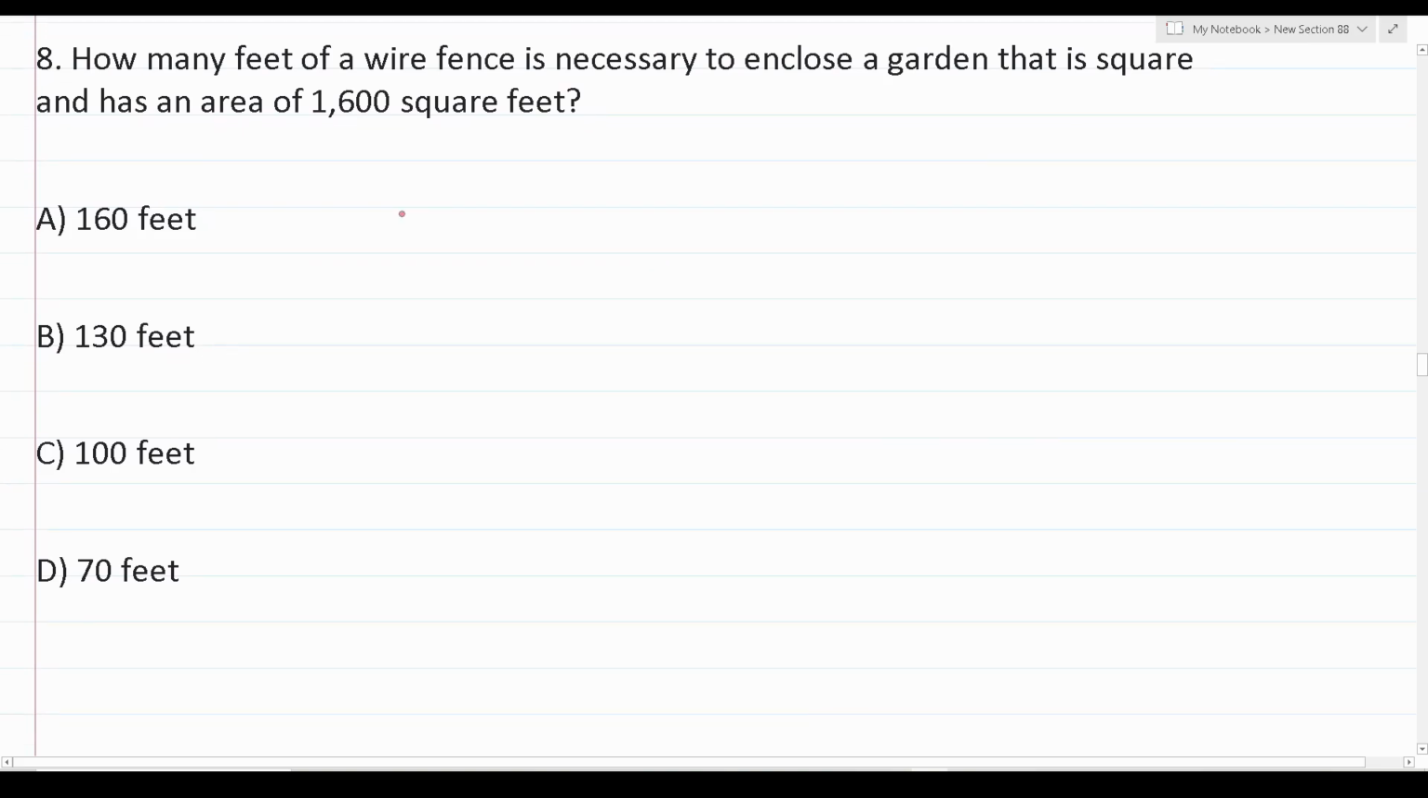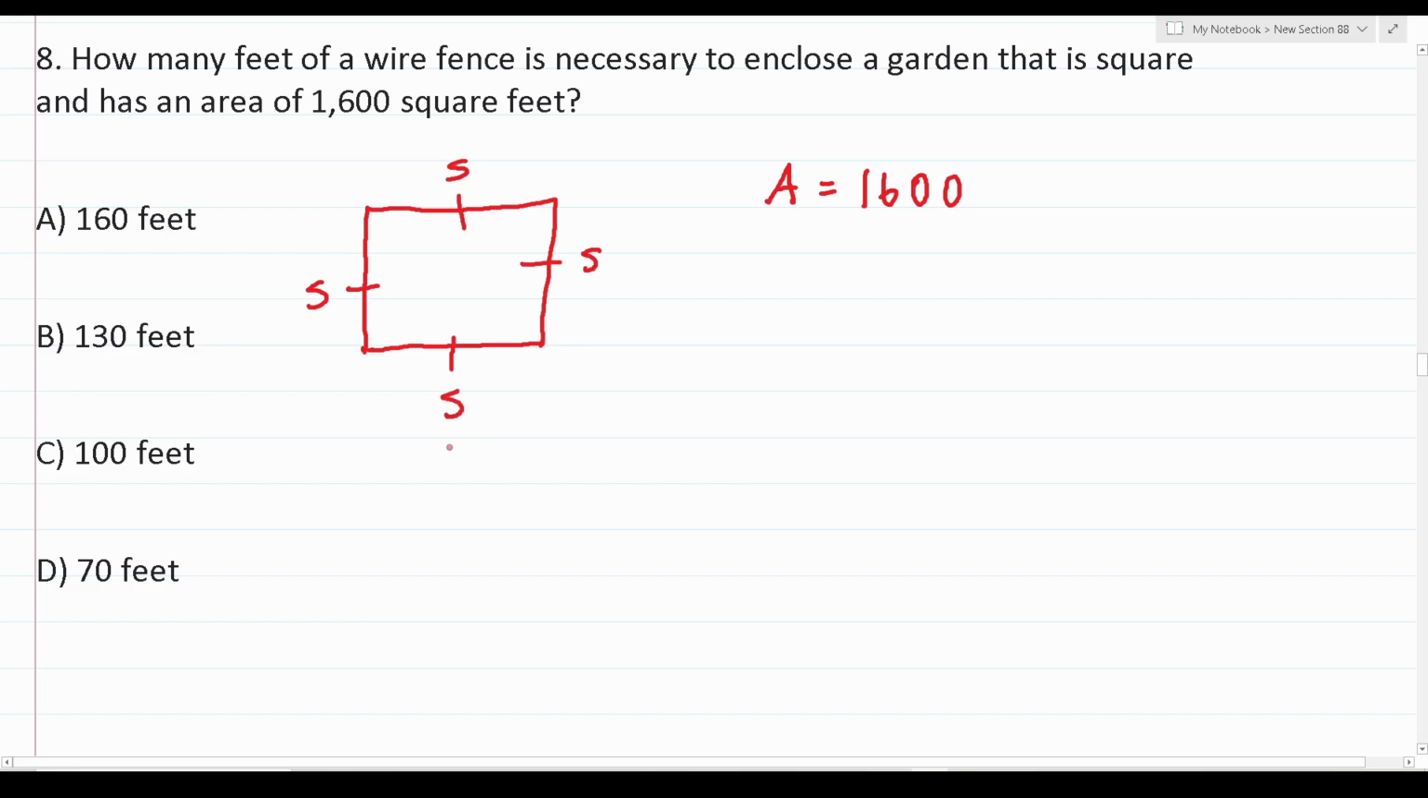All right, so number 8 here says, how many feet of a wire fence is necessary to enclose a garden that is square and has an area of 1,600 square feet? All right, so again, we're dealing with another square here, so let's go ahead and make one of those. And we know this square has an area of 1,600 feet. Well, again, we're dealing with the square, so we know all the sides are equal. So if this side's S, this side's S, this side's also S, and this side's S, how are we going to go from knowing the area of this garden to figuring out how many wire fence we need?